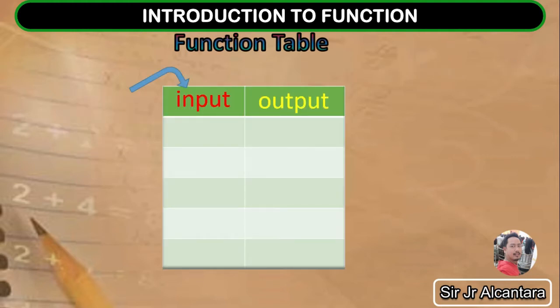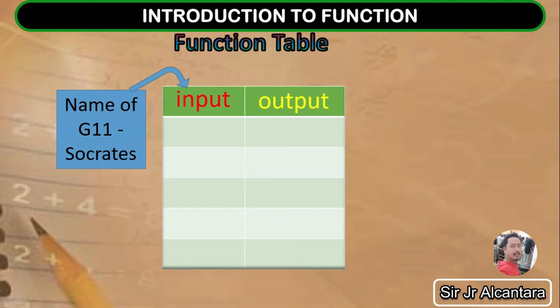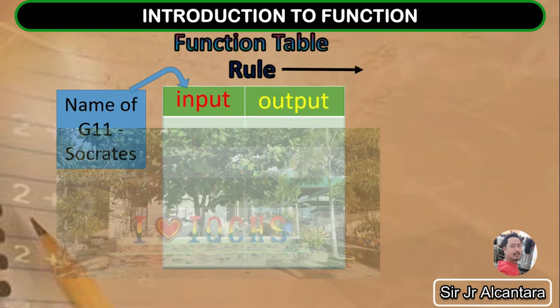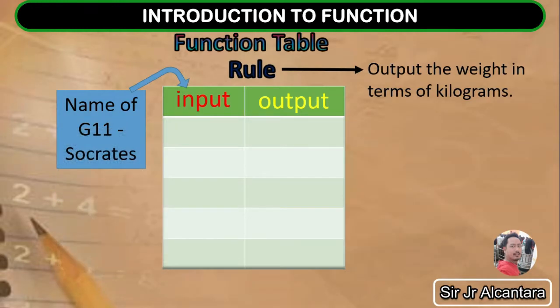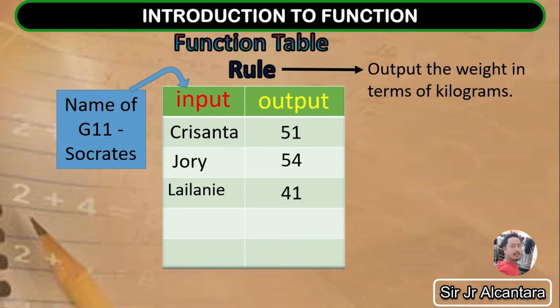Input naman ng name of grade 11 Socrates. Dito sa Ildefonso yan. At ang output niya is yung rule, output the weight in terms of kilograms. So, ilang kilo sila. So, tinignan ko yung binigay nila sa akin na pinasa nila. Si Crisanta, 51. Si Jory, 54. Si Lailani, 41. Si Patricia, 50. At si Naima, 38. So, in-input ko yung name of grade 11 Socrates, output naman yung kilograms nila.